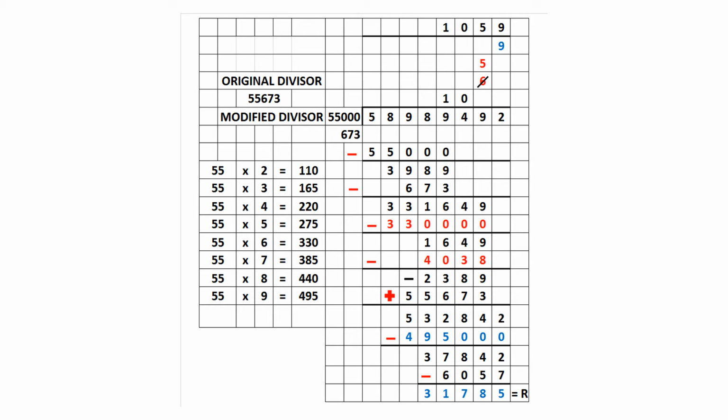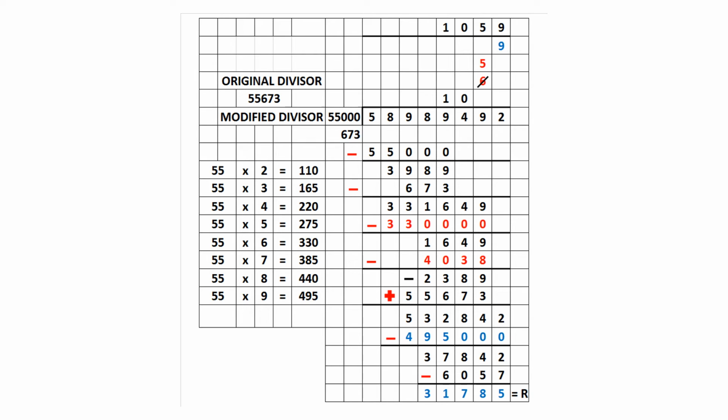To fix everything up, by crossing through the 6 and putting a 5, we must add the original divisor, 55,673, to the negative remainder, and we get 53,284. Bring down the 2. So now we're back in order, and how many 55,000s go into 532,842? 9. That's 495,000. We perform the subtraction, 37,842. We still have to do 9 times 673. That's 6,057.